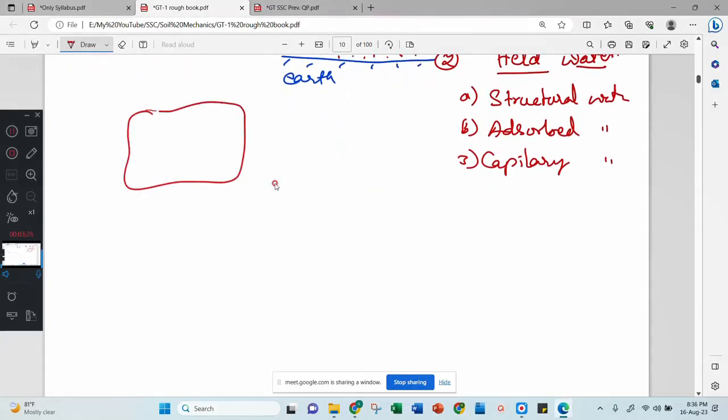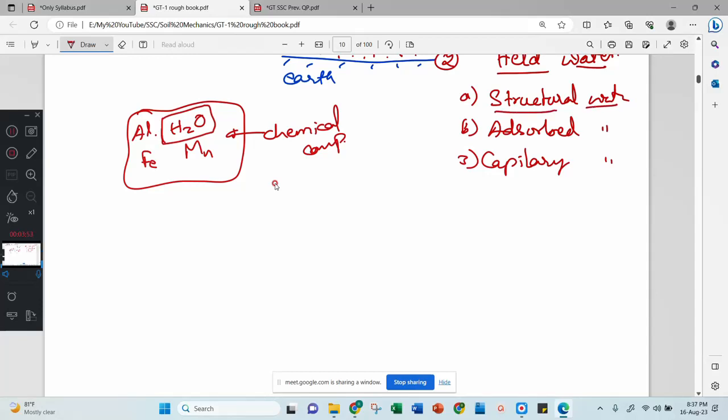Let us consider this is a soil. Soil is usually a chemical composite. Here there might be aluminum, hydrogen, oxygen, ferrous, magnesium. There are many elements inside. If anything is formed like H2O, then that is called structural water. This structural water we cannot drain out by gravity, and even when I put some static load on the soil and squeeze, this water cannot be removed.